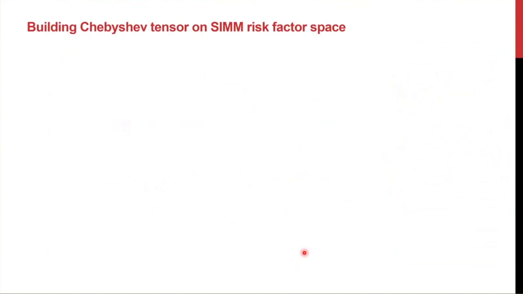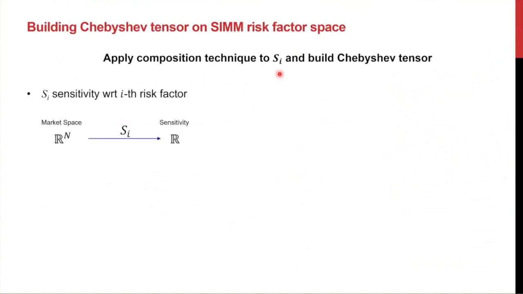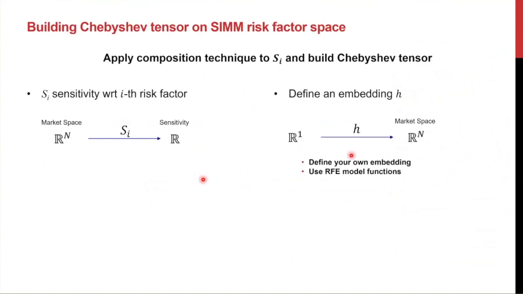But what is it that we need to do? We start from SI. SI is the sensitivity of the swap with respect to the swap rate. So this is a high-dimensional function, which goes from Rn to R. And then we need to define an embedding H that is going to go from R to Rn, or depending on how you define it, you can go from Rk to Rn, but k is going to be low dimensional.